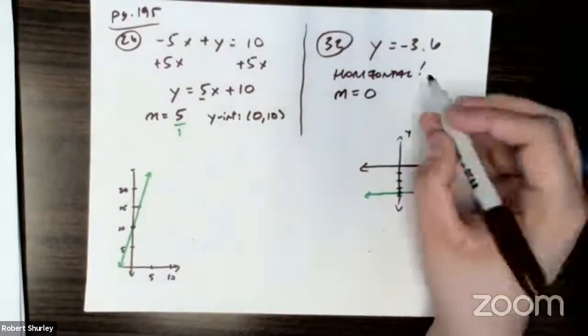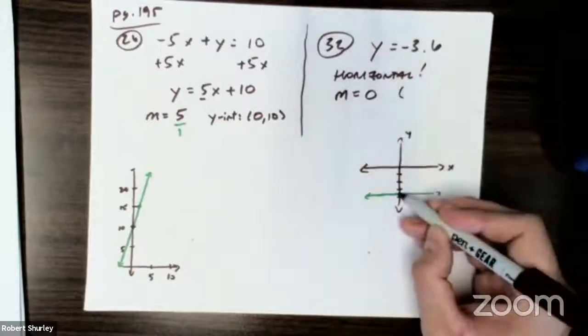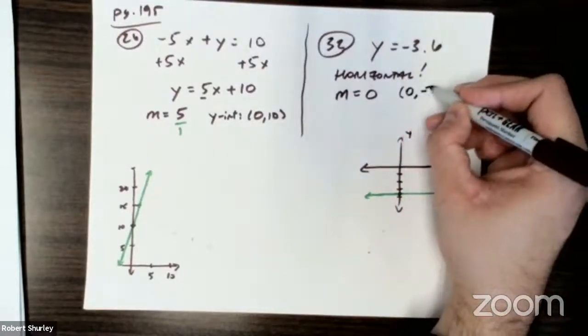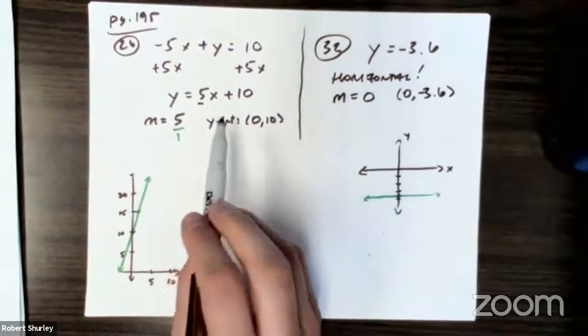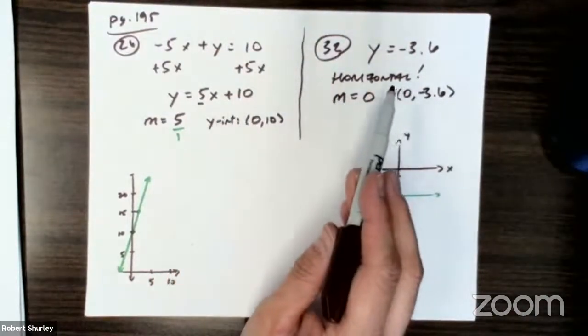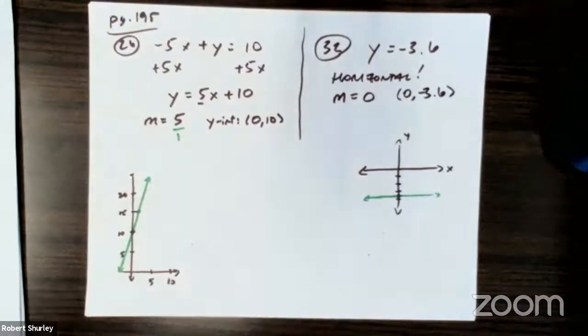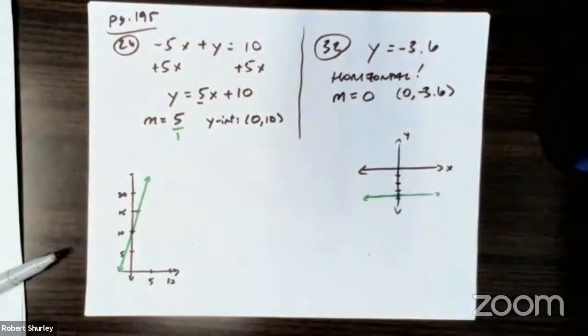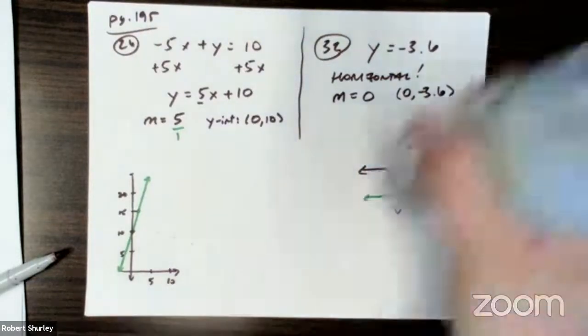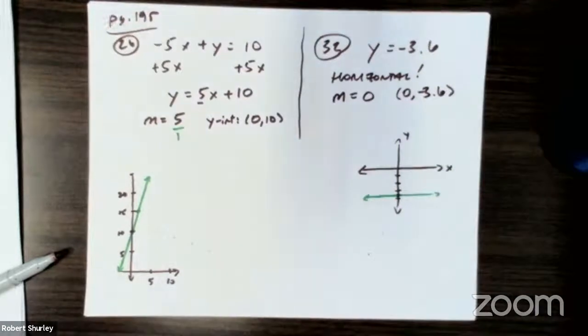Now this one does have a y-intercept, right? It does go through 0, negative 3.6, right? Remember, this has to find the slope and the y-intercept. Okay, and we did, and for this one we graphed it. Man, thrilling. I know, super thrilling.